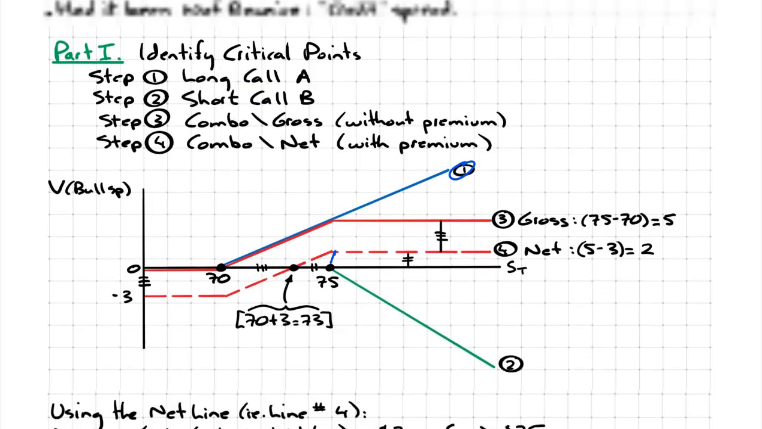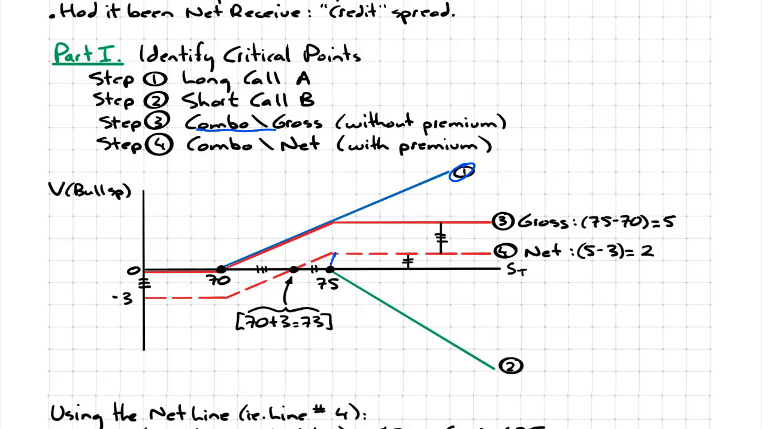Now in step 3, I'll find the combination of these two positions, but without first taking premium into account.